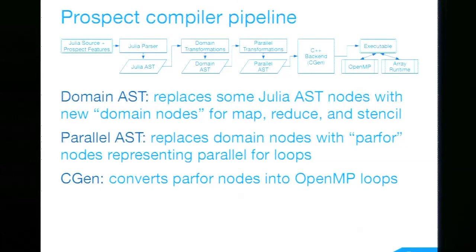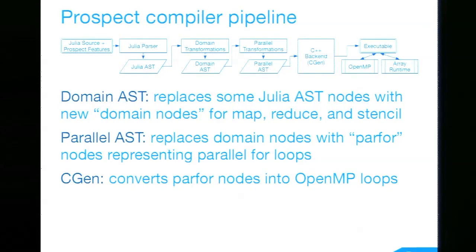OK, so let's talk about the compiler in a little more detail. What I'm showing up here is our compiler pipeline. This is in contrast to the standard Julia compiler, which parses Julia source code into the AST and then transforms that to LLVM IR and finally generates native assembly code. What we do is we intercept that process at the AST level. We introduce new AST nodes for the parallel patterns that I mentioned earlier. We do some optimizations on that, and finally we generate C++ code.